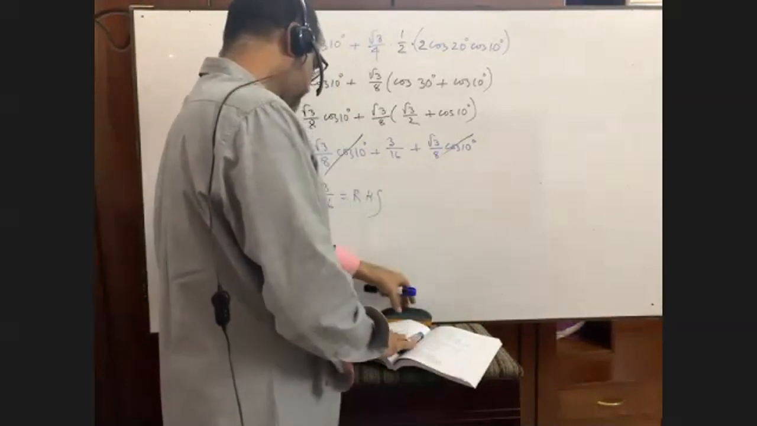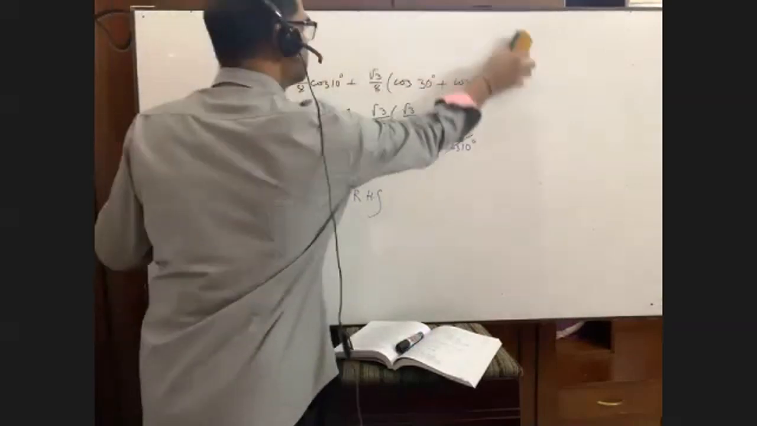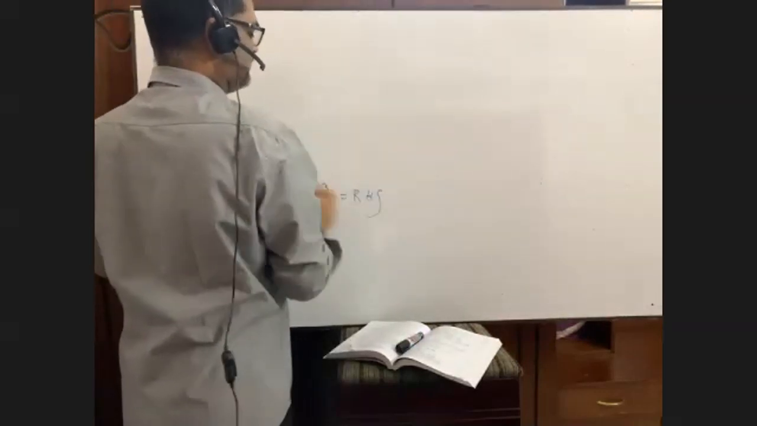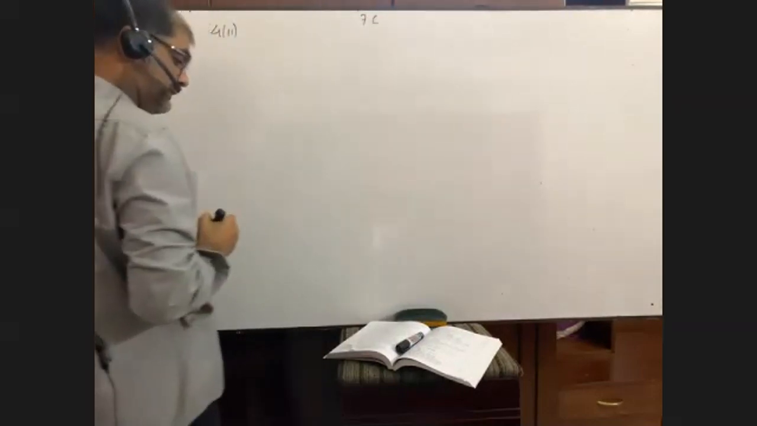Another important math to be given in the examination. And this math is also of the same type. Please write down question number 2 of 4. Question number 2 of 4, Exercise 7C. As I told you earlier, I mentioned it.